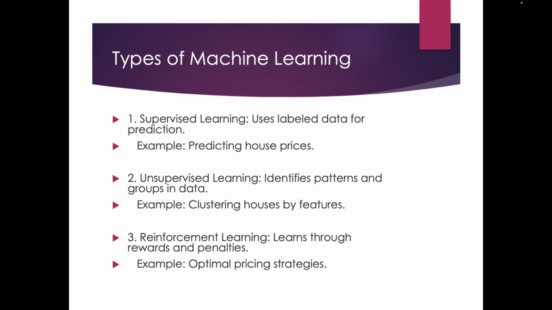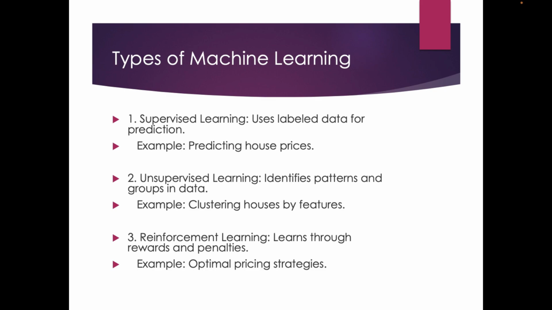So we have a data set with features like size of the house, number of bedrooms, location, and some other features as well, along with the actual prices. This is labeled data. Using supervised learning, the model learns to predict the price of a new house based on these features. You can include other features as well to predict the price of the new house.